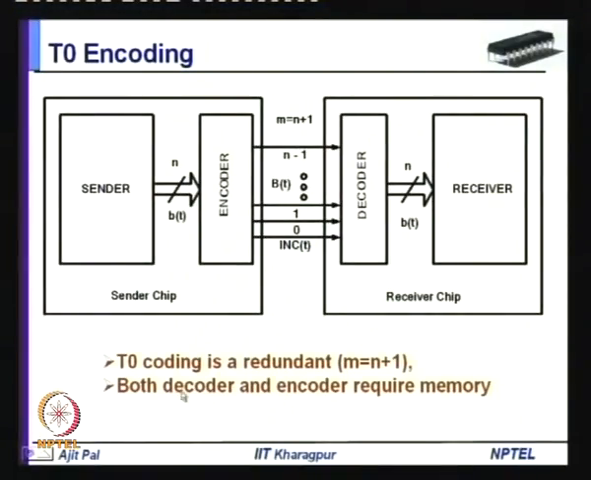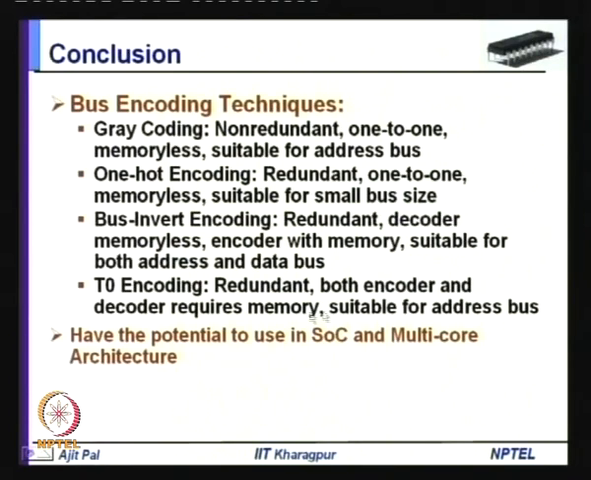Why will it require memory? The encoder has to preserve what was sent, to decide what the next value is, whether it will increase or it will change. So, the previous value has to be stored. Similarly, the receiver also preserves the earlier value, because it has to keep on adding S to get the new value. So, that is the reason why both encoder and decoder will require memory.